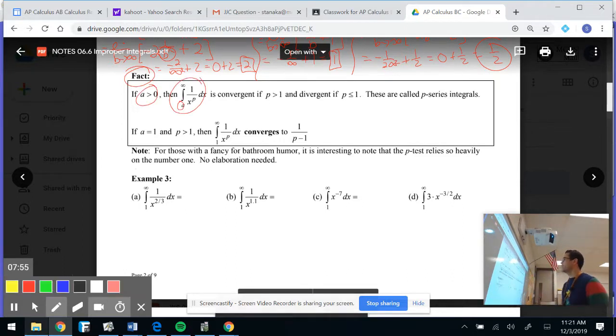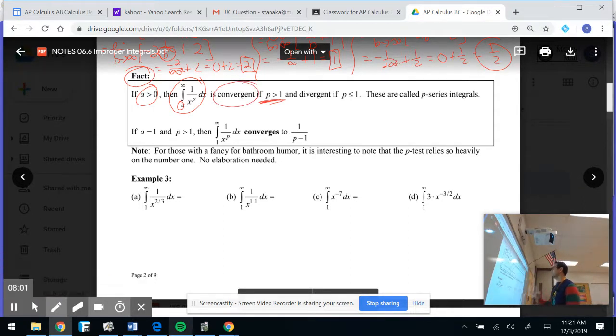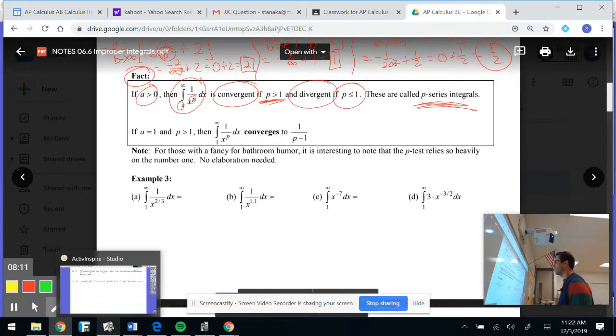And if you have the example of 1 over x to the p, which we had on all of those up there, and if p is greater than 1, then it converges. Guess what, though? If p is less than or equal to 1, it diverges to infinity. These are called p series, p being the exponent on that x variable.